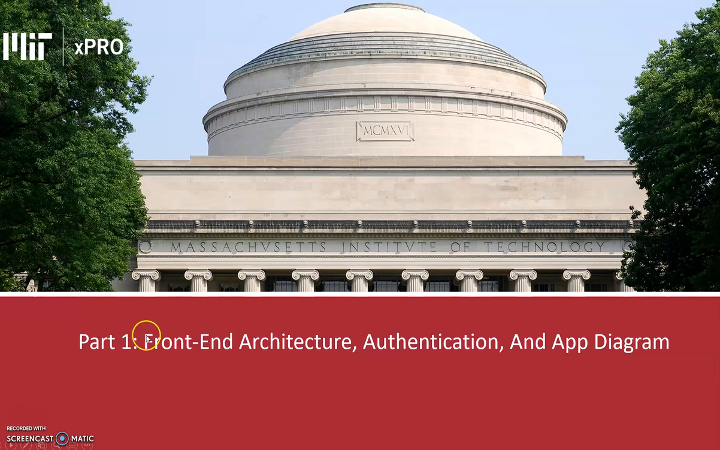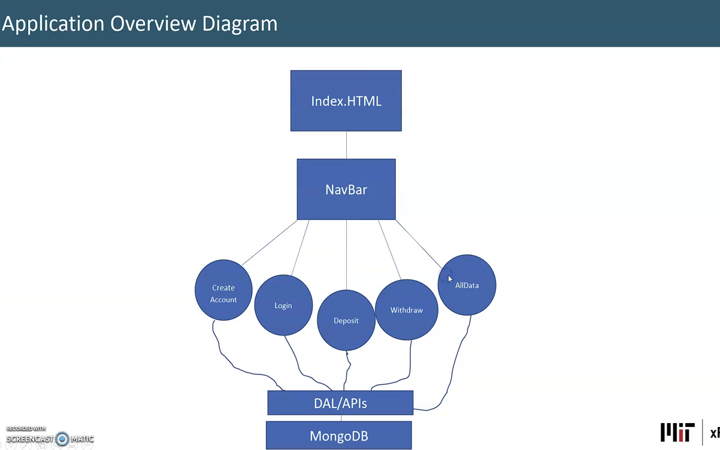So, first part we're going to start talking about is our front-end architecture and our authentication and app diagram. Here we have our overview diagram of the application. For the first part, we have our index HTML, where our page is loaded. And our next part, we have our nav bar. This is where all the routing is done and where all our child components are served.